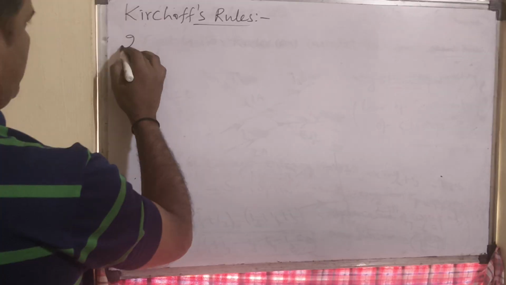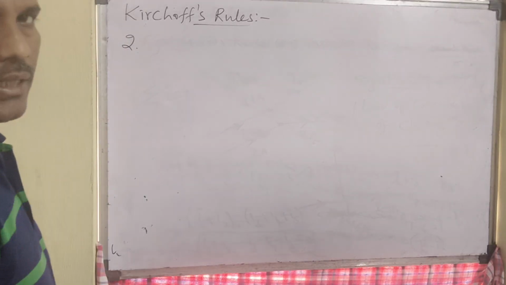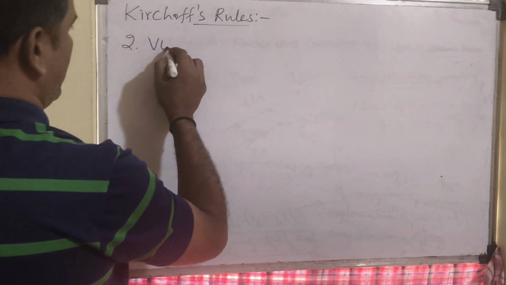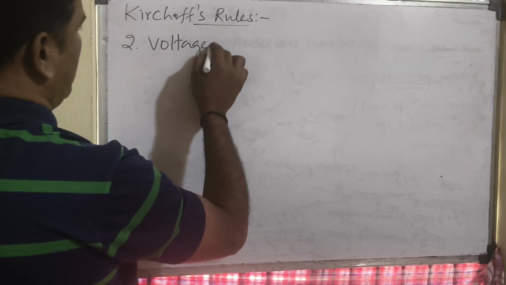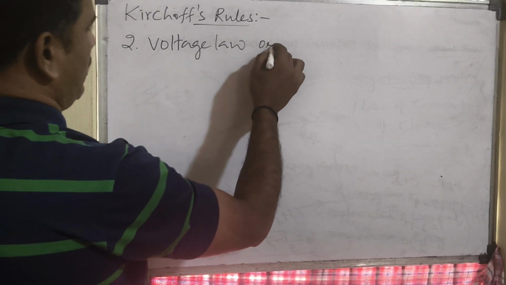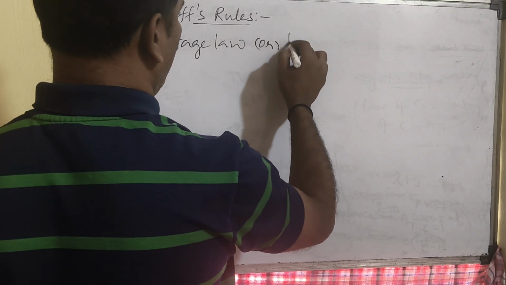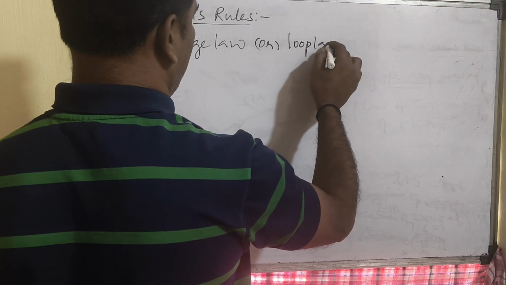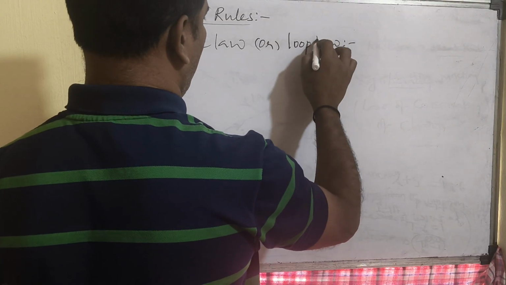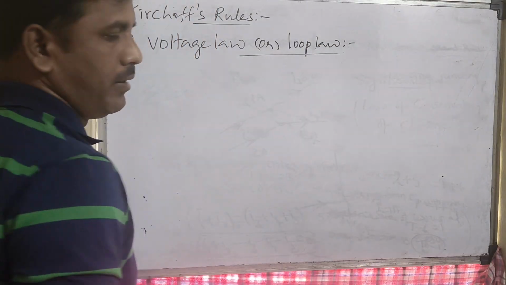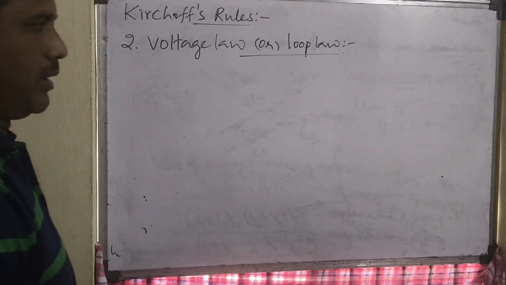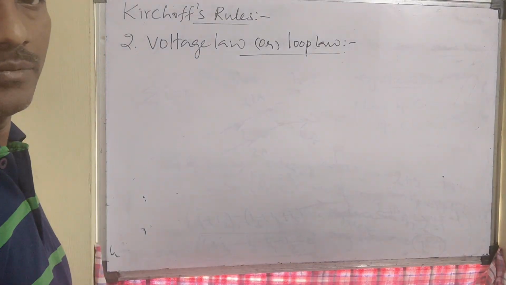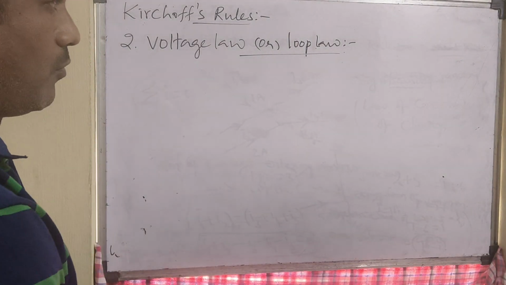Second rule. Kirchhoff's second law, otherwise called the voltage law or loop law. Kirchhoff's loop law. So loop here means a closed loop. Closed loop is compulsory. It obeys only closed loops, not open loops.